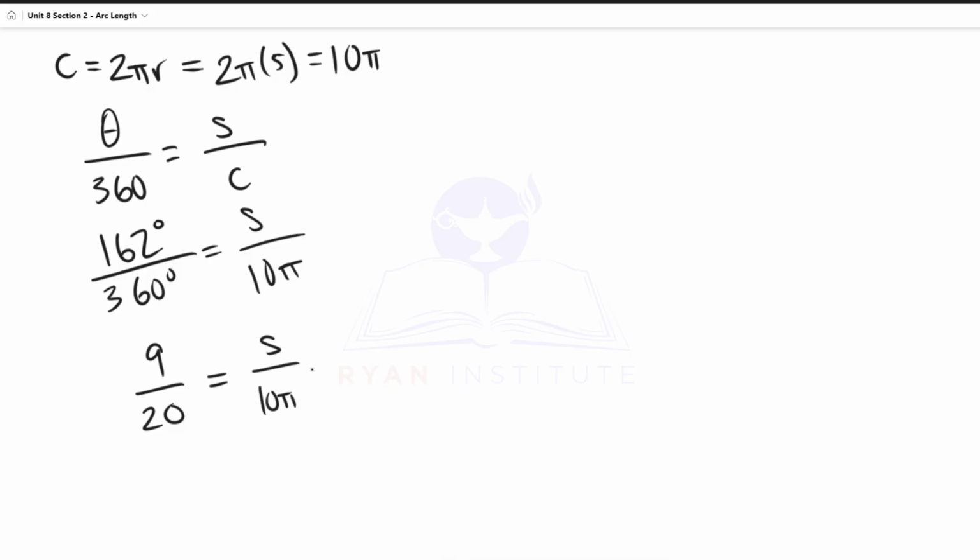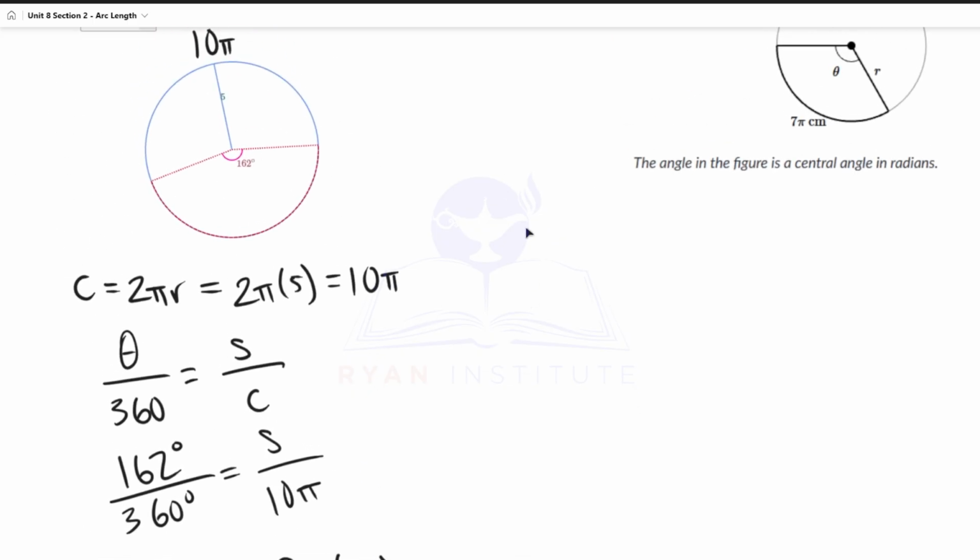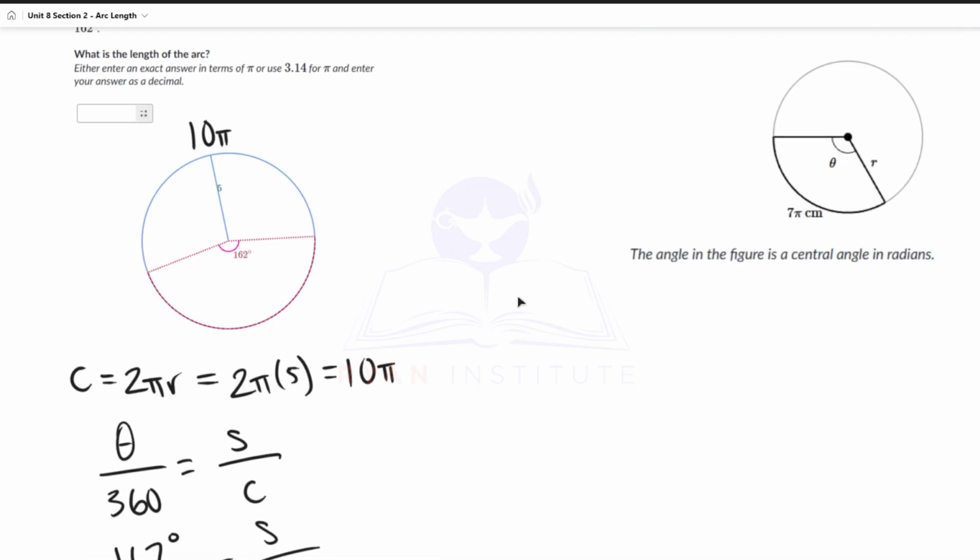We are then going to multiply 10 pi on both sides. This gives us 9 pi over 2 equal to S. And we are done. That is the arc length. So this arc length right here is going to be 9 pi over 2.